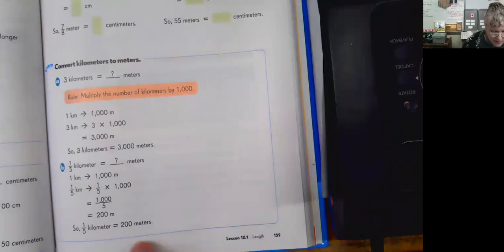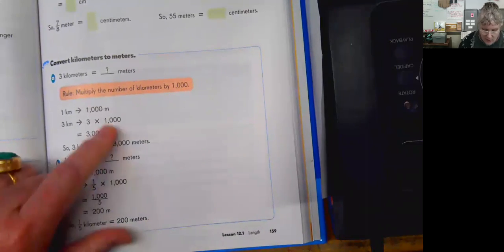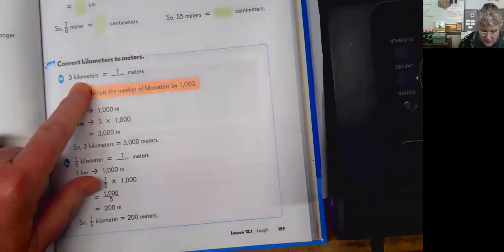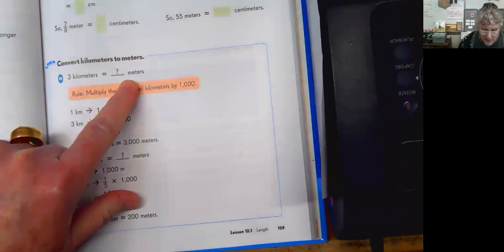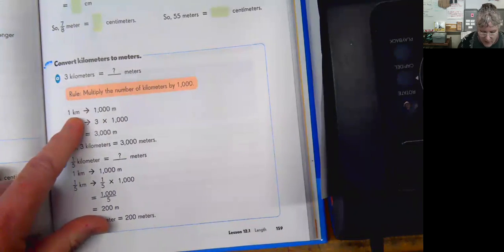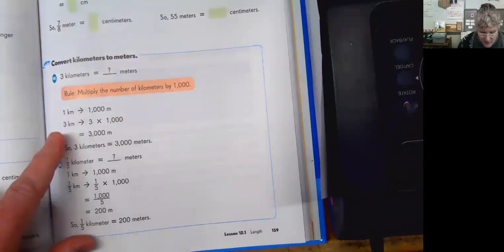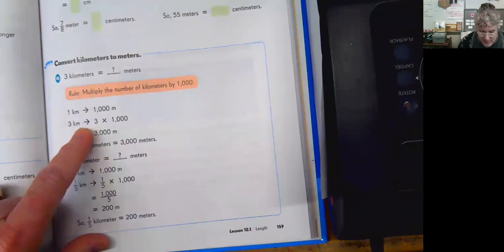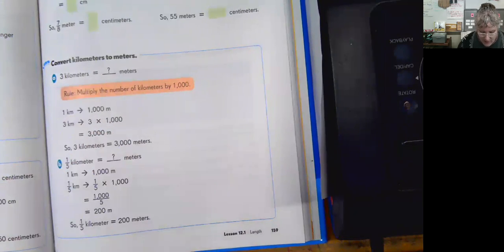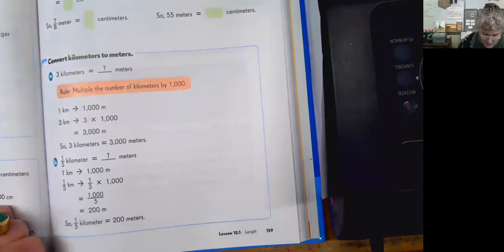Okay, so remember kilometers are a lot bigger. So 3 kilometers equals how many meters? So I know that 1 kilometer equals 1,000 meters. So 3 kilometers is like 3 times 1,000, and that equals 3,000.